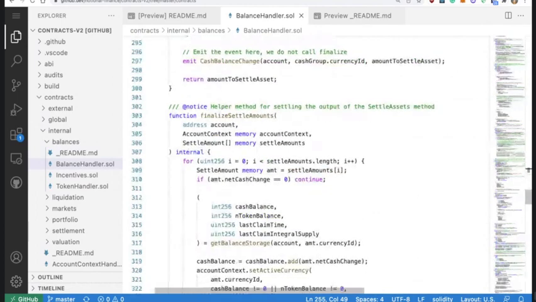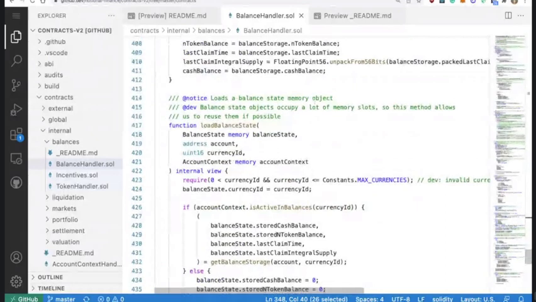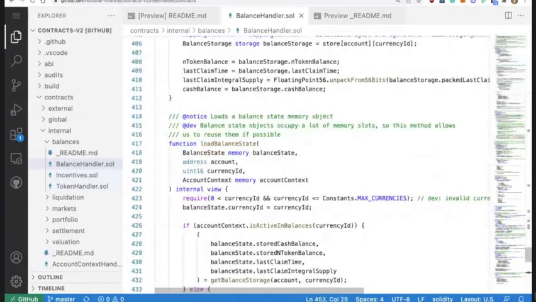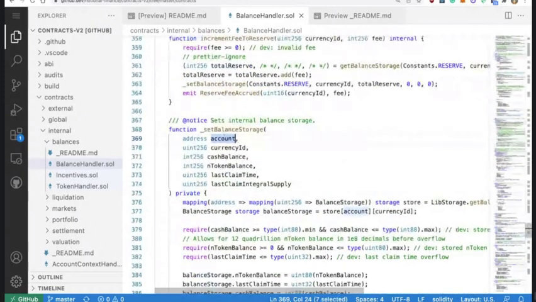Okay. It's just underscore set balance storage. Yeah, right there. It's internal. 368, a little bit. Yeah. There we go. Yeah, right there.